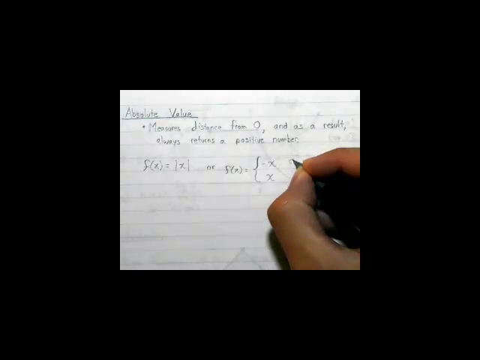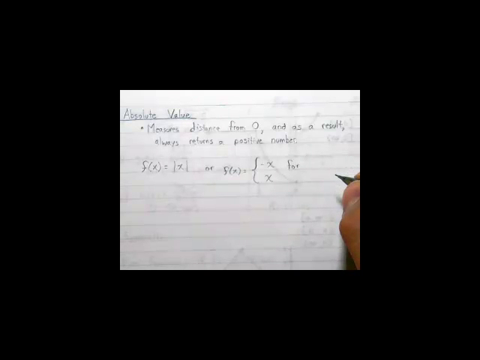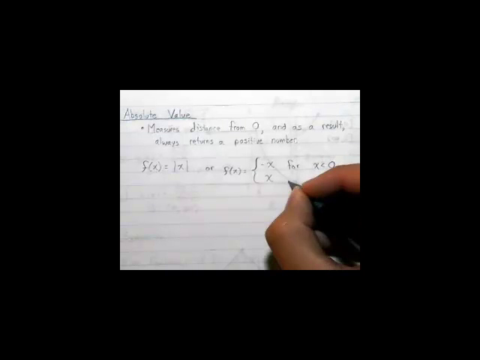Now, where do you put 0 in here? Well, technically it doesn't matter. You could put 0 in either category and it would still work. So I think the more accepted way of doing it would be negative x for x less than 0, and then positive x for x greater than or equal to 0. But technically the 0 could go either place.